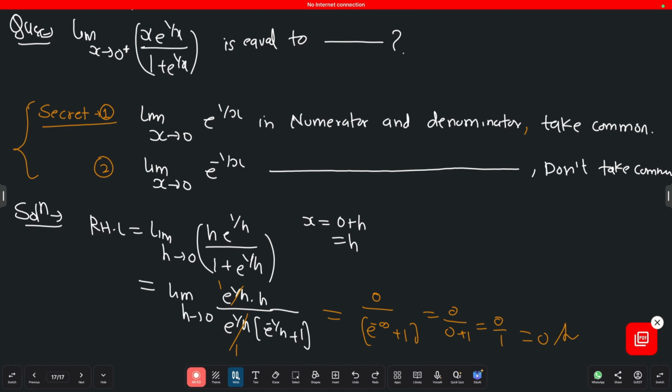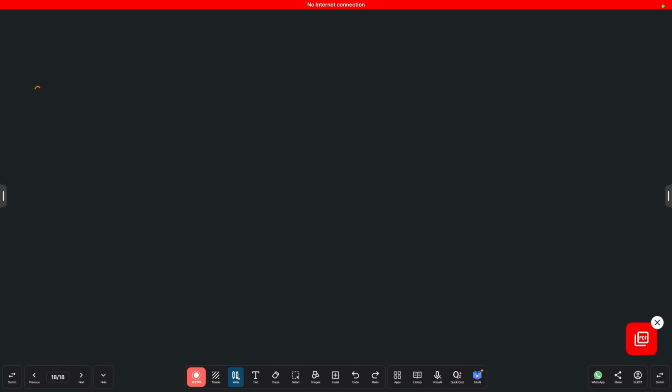Note, it is rahasya. Limit x tends to 0, e power minus 1 by x upon 2 plus e power minus x by x is equal to, this you try yourself, students, you try yourself.